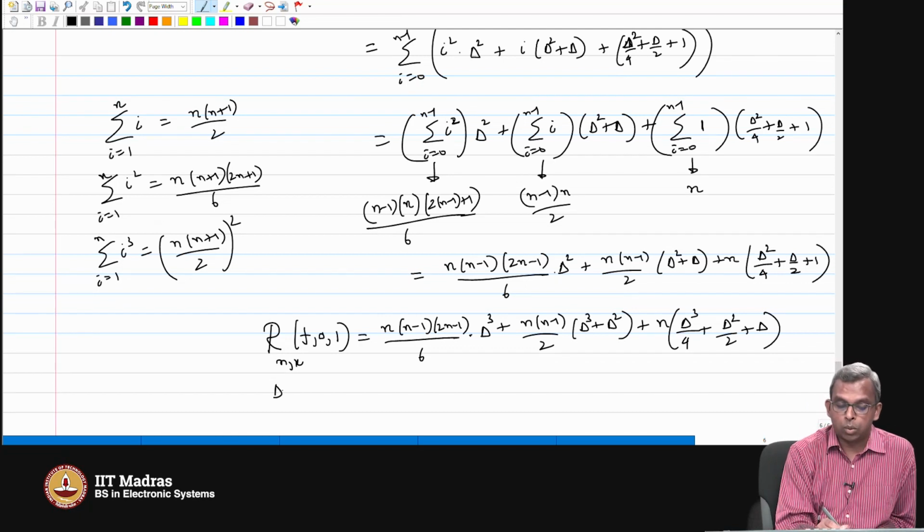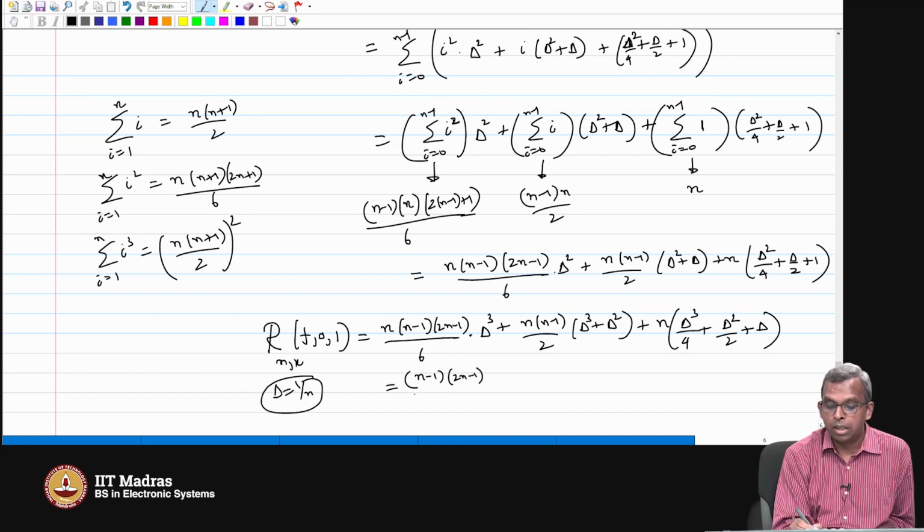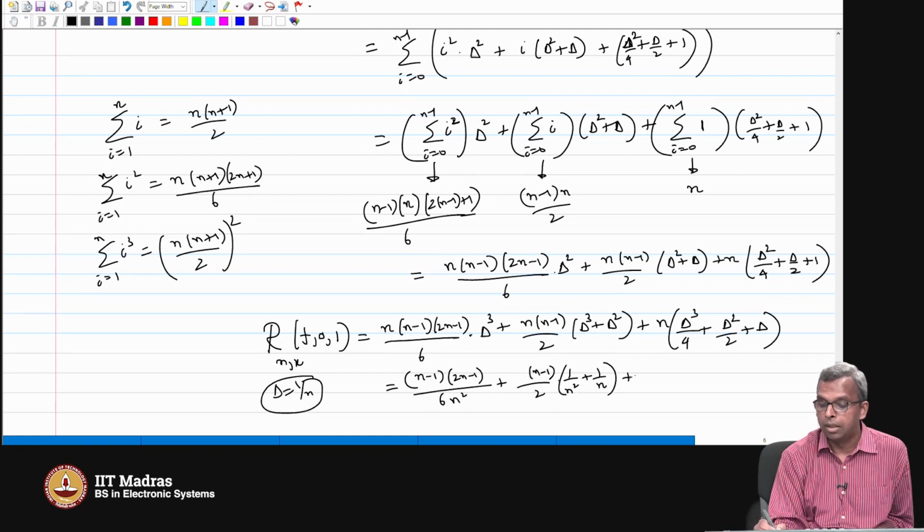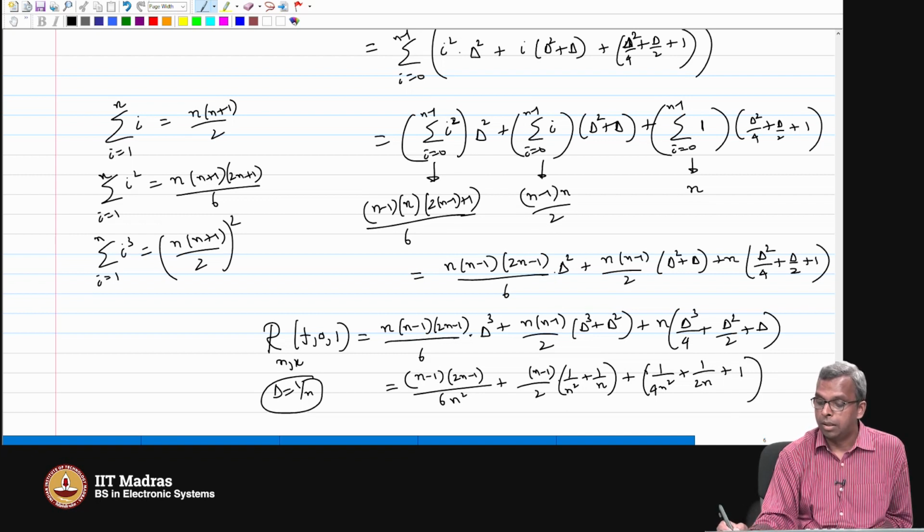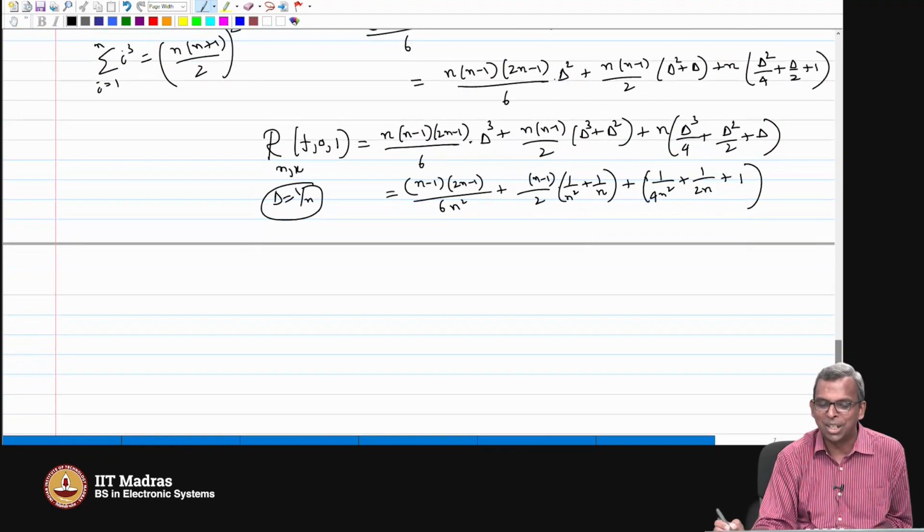Now let's plug in delta equals 1 by n. So this you have to plug in. If you do that, you will get 1 by n cubed. This one n will cancel here. So you get (n minus 1)(2n minus 1) by 6n squared plus n into (n minus 1) by 2, so this n also will cancel here. You will get 1 by n squared plus 1 by n. Plus n will also cancel here. You will get 1 by 4n squared plus 1 by 2n plus 1. So now there is a little bit more work to be done.